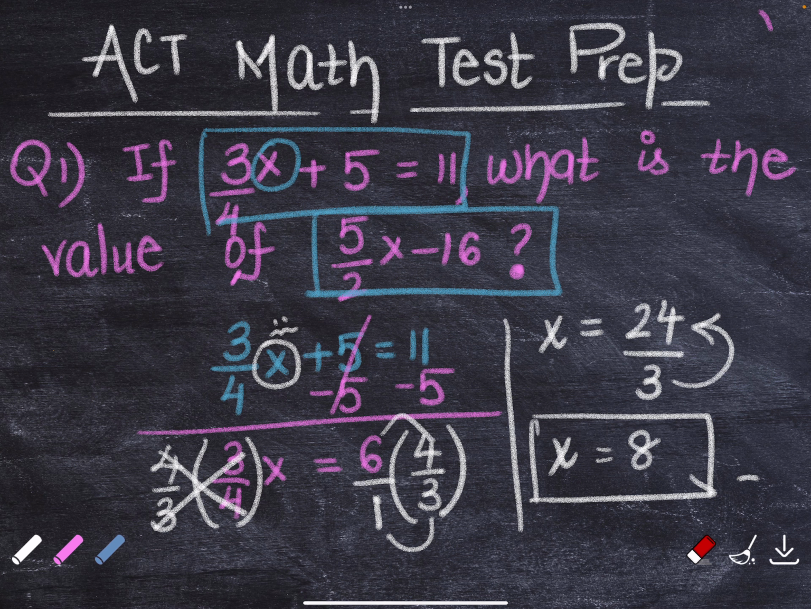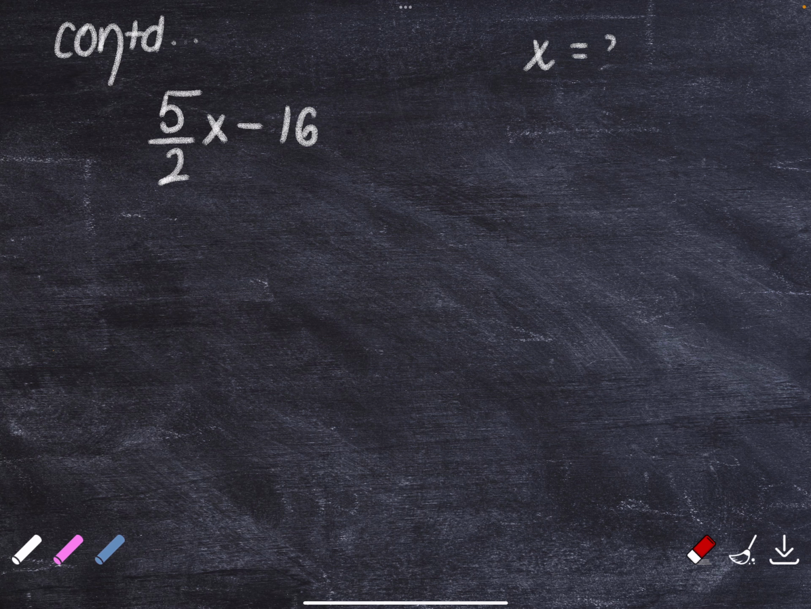I have not found the value of this expression yet, so that means I'm not done with the question. I still need to solve further to find the value of 5/2x - 16. So let's do that on the next page. This is the continued part of question 1, where I'm trying to find 5/2x - 16. Now remember, on the last page our value of x was 8.